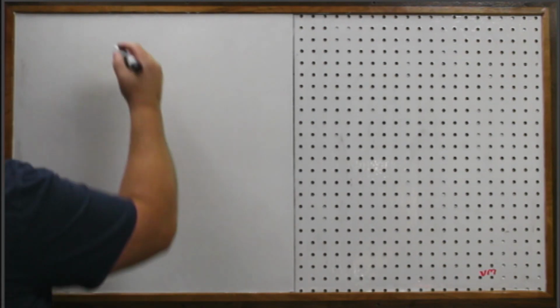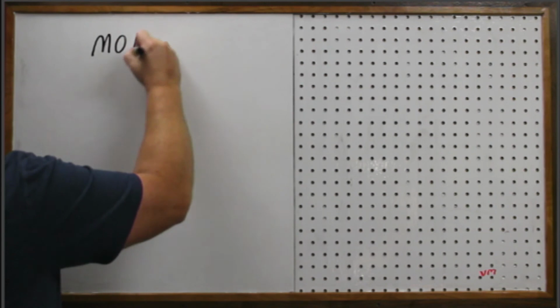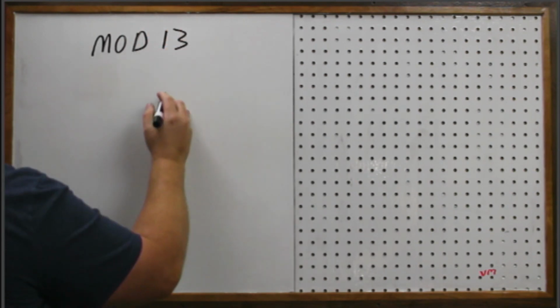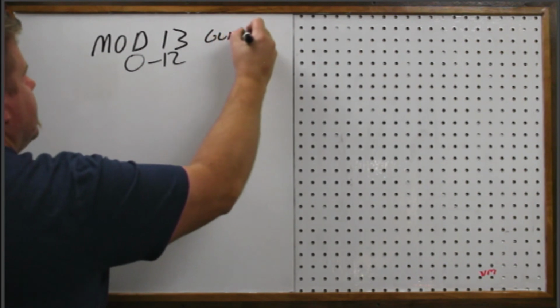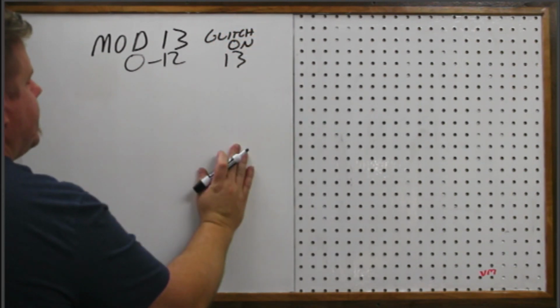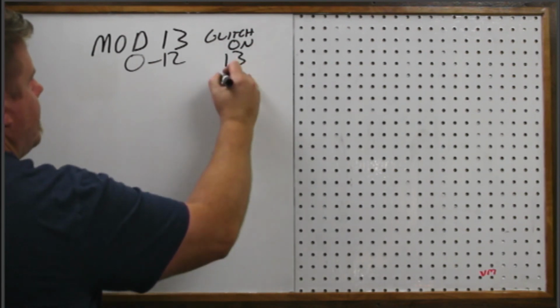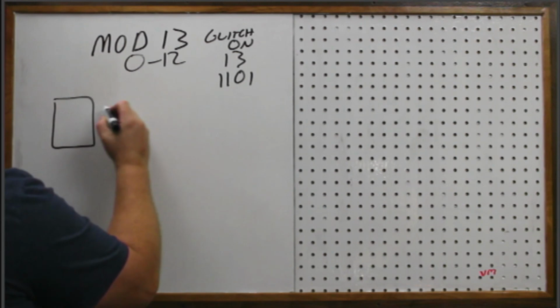How about a mod 9? Or how about a mod 13? So that's going to count from 0 to 12. We're going to glitch on 13, which 13 in binary is 1101. So it's going to look fairly similar.